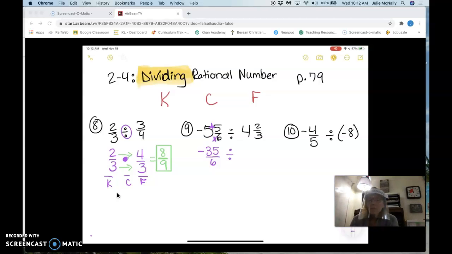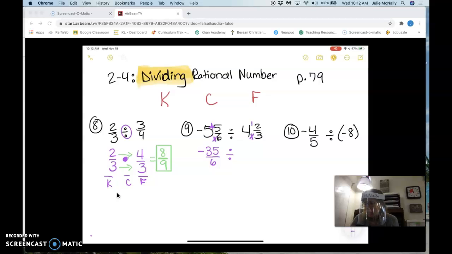Okay, I'm going to leave the division sign for now because we are not doing keep, change, flip yet. First, we have to make both fractions into an improper fraction. So on this one, I'm going to do 3 times 4. What's 3 times 4?